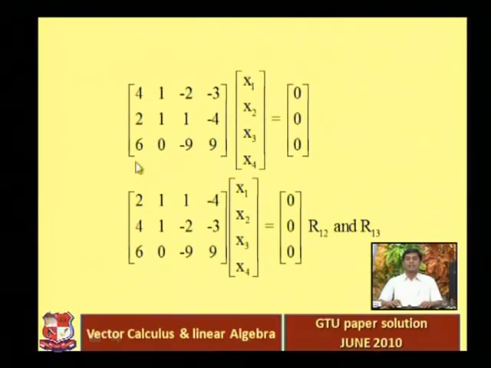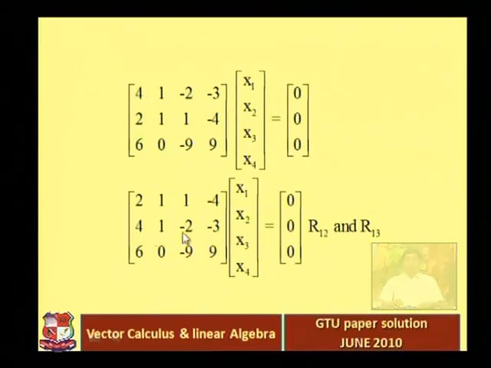Now we want to convert this matrix into a row echelon form, so first of all we are interchanging some rows. We are interchanging the first and second row, and then the first and third row. Basically the second row becomes the first row, 2, 1, 1, minus 4. The first row becomes the second row, 4, 1, minus 2, minus 3, and the third row stays the same, 6, 0, minus 9, 9.